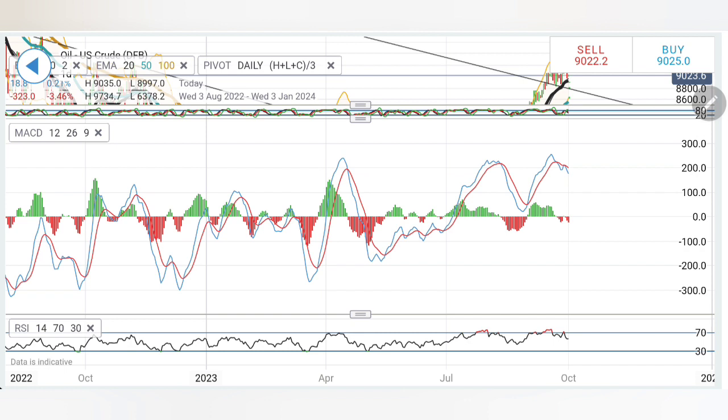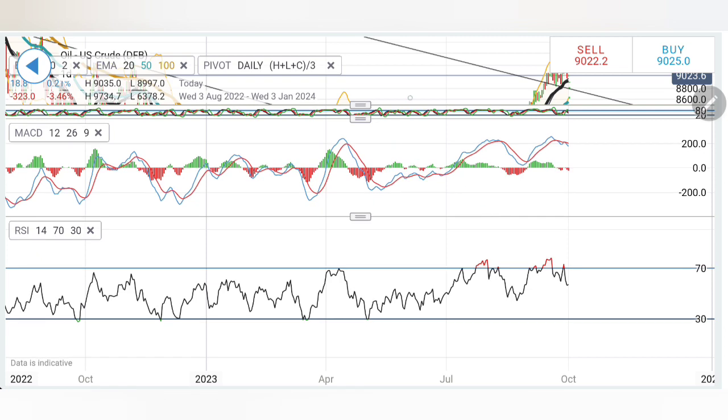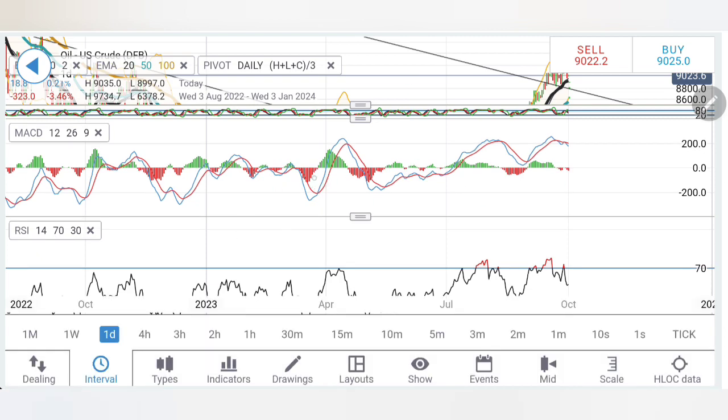So as long as the 90.8, 91.2 zone is not breached today, we should be very cautious and alert on the buying positions. Yes, it has more probability to continue on the downside towards 89, 88 levels. RSI is also looking downwards, trying to stay bearish.